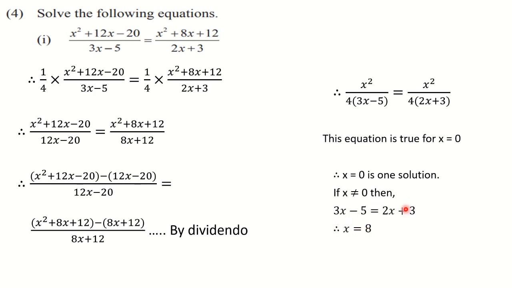See, 3x minus 2x is x, and this minus 5 will be shifted to the right hand side, it will become plus. 3 plus 5 is equal to 8. So in this way we have two solutions for this equation. They are x equal to 0 or x equal to 8. Copy it down.